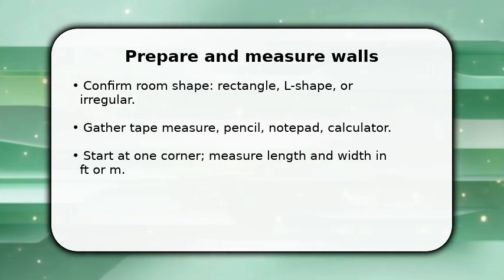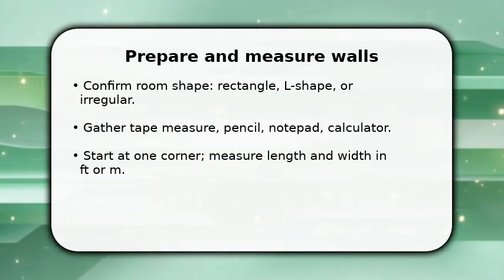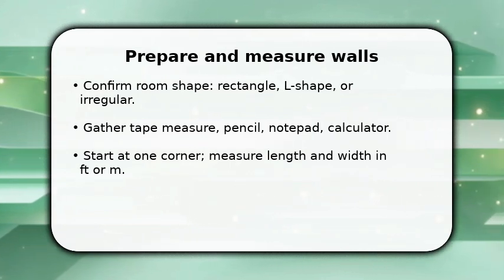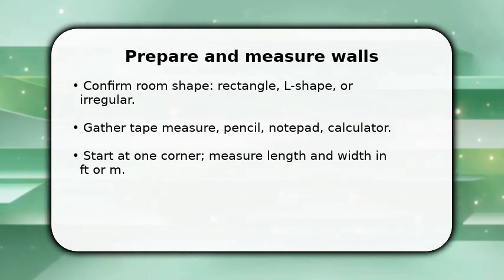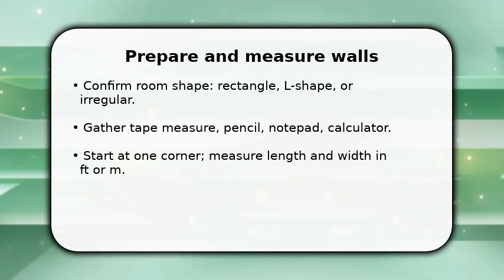Once done, repeat measurements at opposite walls to check consistency and average if they differ. Doing this first ensures accurate base dimensions for area calculation and avoids rework later.